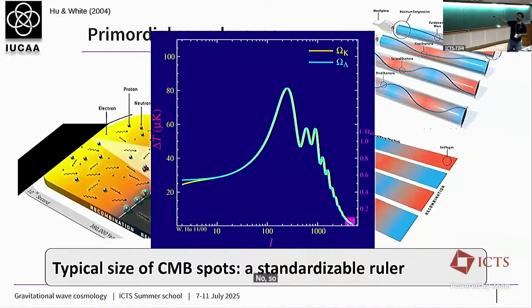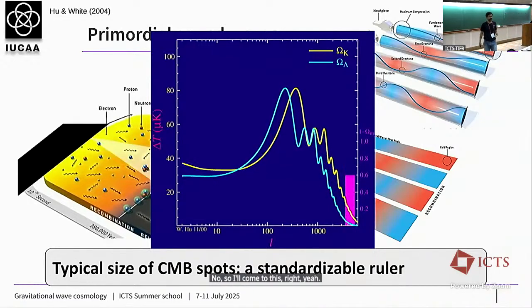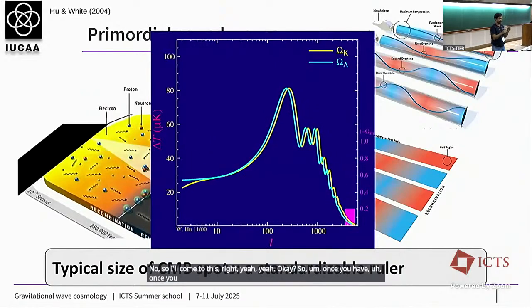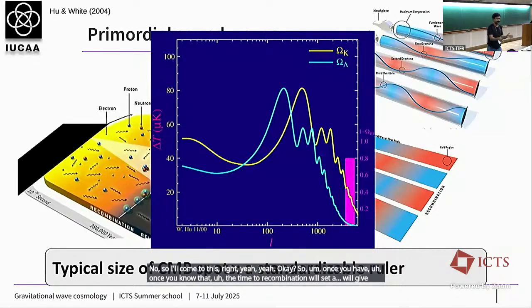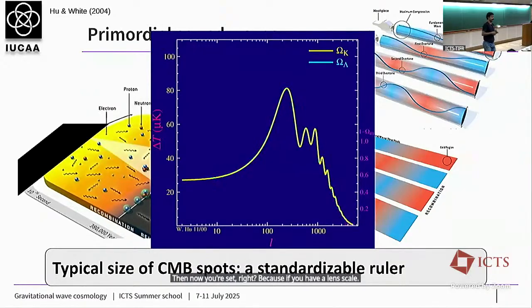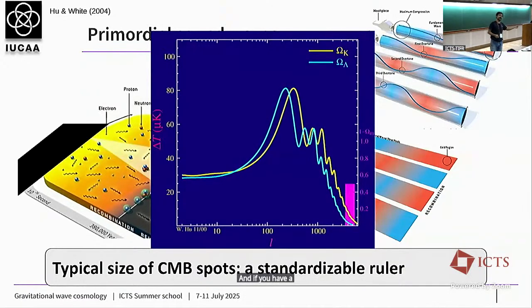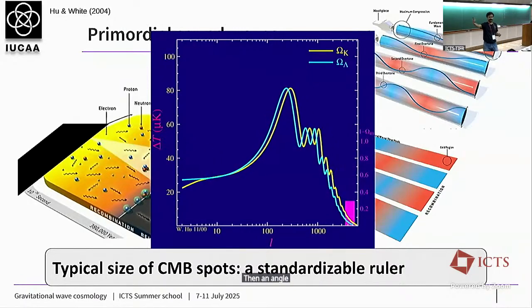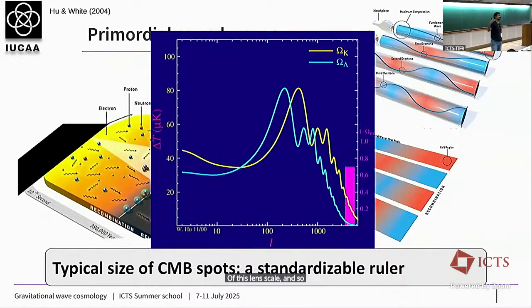No, so I'll come to this. Okay. So once you know that the time to recombination will give you a length scale, then now you're set, right? Because if you have a length scale and a measurement you can do from today, then you can measure the angle of this length scale. And so that gives you the angular diameter distance.